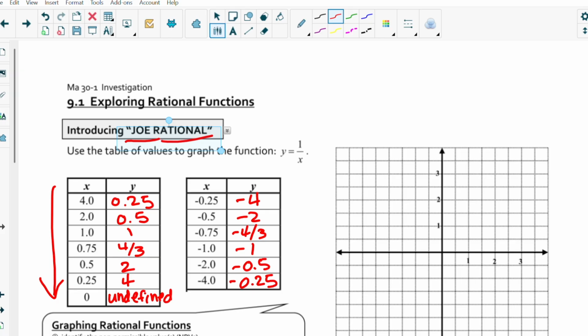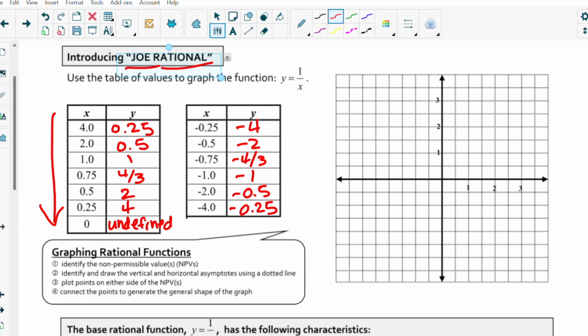All right, graphing rational functions. Identify the non-permissible values, NPVs. Identify and draw the vertical and horizontal asymptotes using a dotted line. Plot points on either side of the NPVs and connect the points to generate the general shape of the graph.